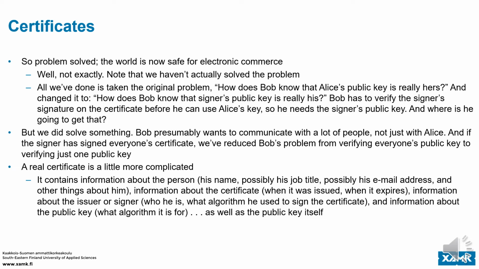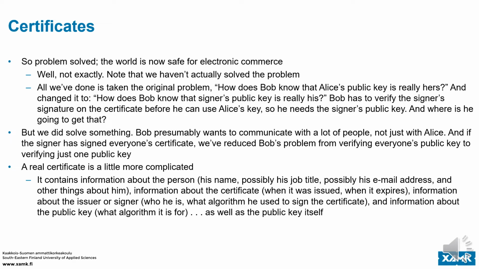Well, not exactly. Note that we haven't actually solved the problem. All we've done is taken the original problem, how does Bob know that Alice's public key is really hers, and changed it to, how does Bob know that the signer's public key is really his. Bob has to verify the signer's signature on the certificate before he can use Alice's key, so he needs the signer's public key. And where is he going to get that?